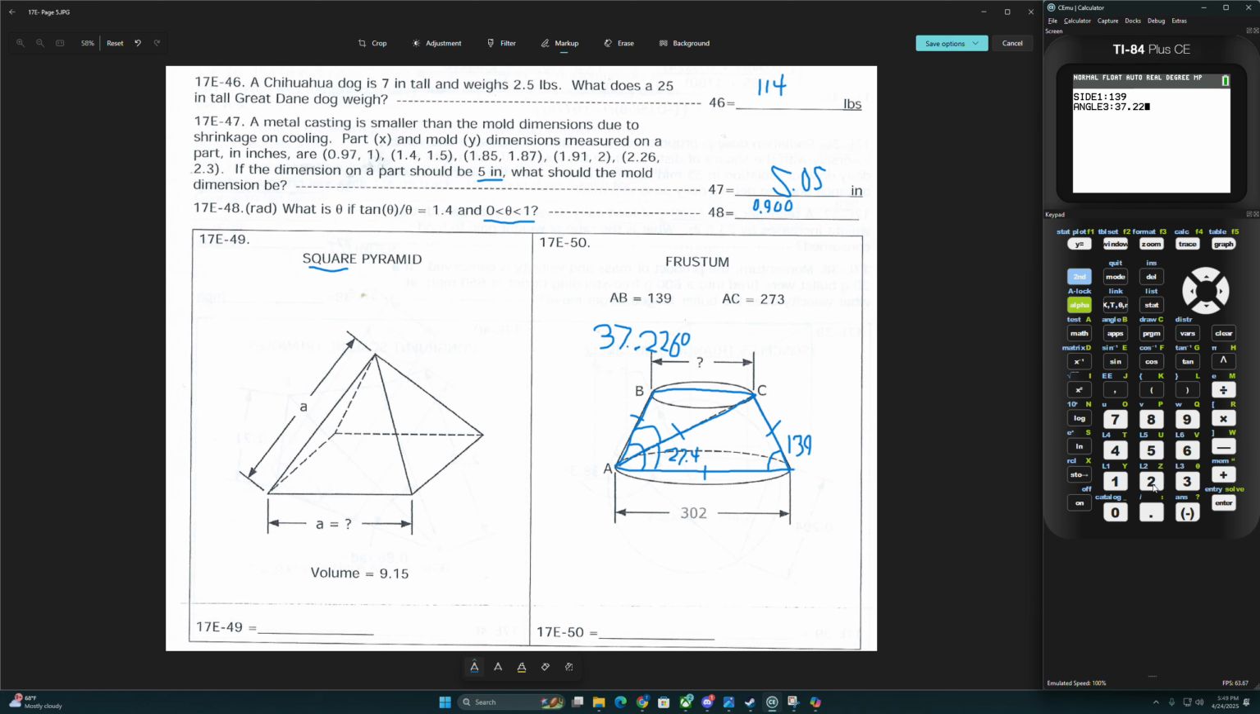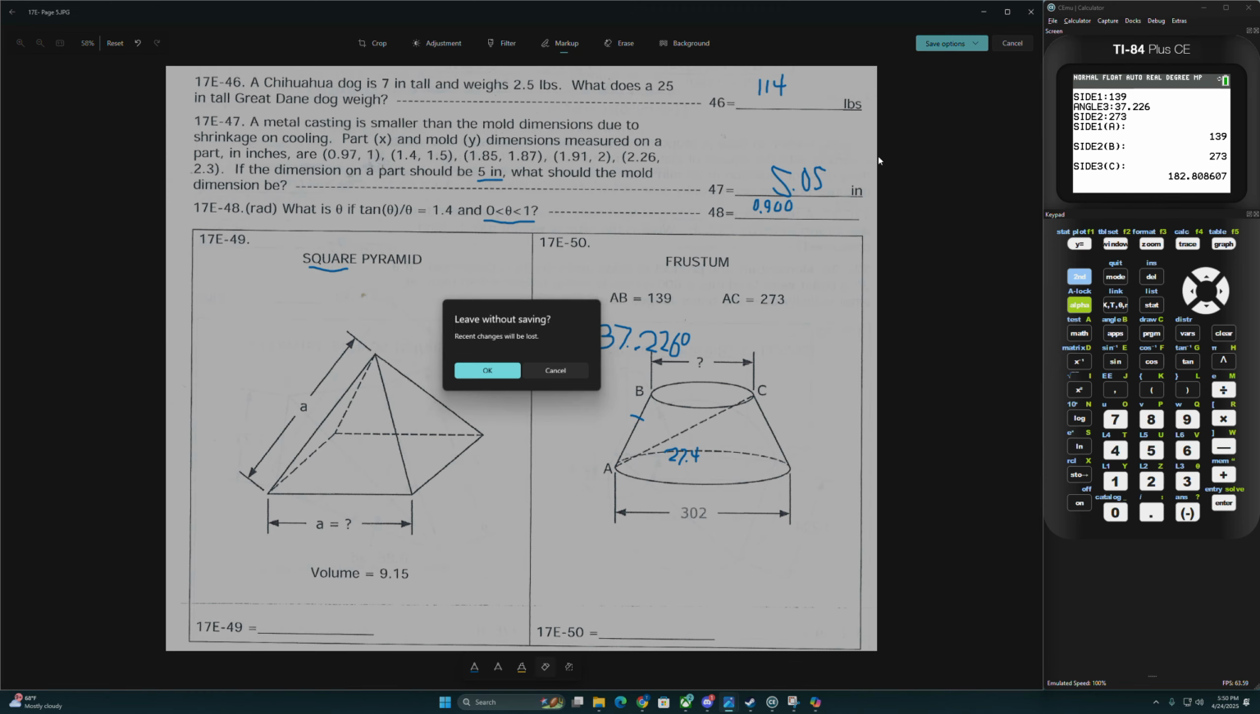Then 37.226, and then we have the 273. Oh, it's not a hypotenuse, I don't know why I said that, just that leg. And 183 rounded, which is correct. Yep, that is the right answer. What do you know? So now I guess I don't even have to do that. I'm just going to move on.